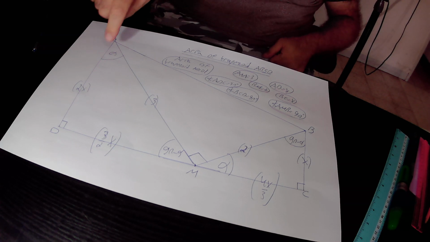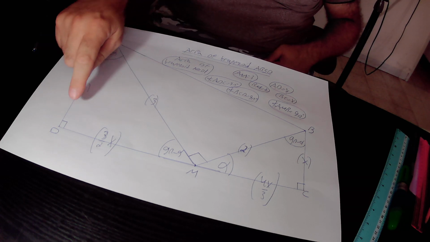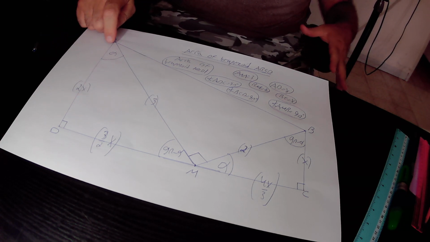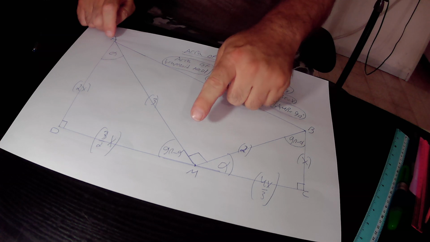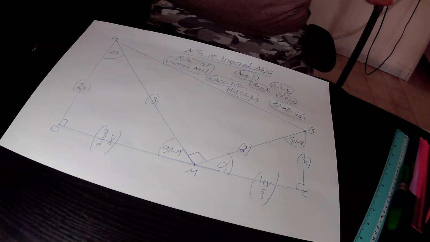So, in the right triangle ADM, this angle equals 90 degrees minus alpha, this angle equals 90 degrees, therefore this third missing angle must be equal to alpha. Why? Because alpha plus 90 degrees minus alpha is 90 degrees, and 90 degrees plus 90 degrees is equal to 180 degrees, that is the sum of the angles in any triangle.